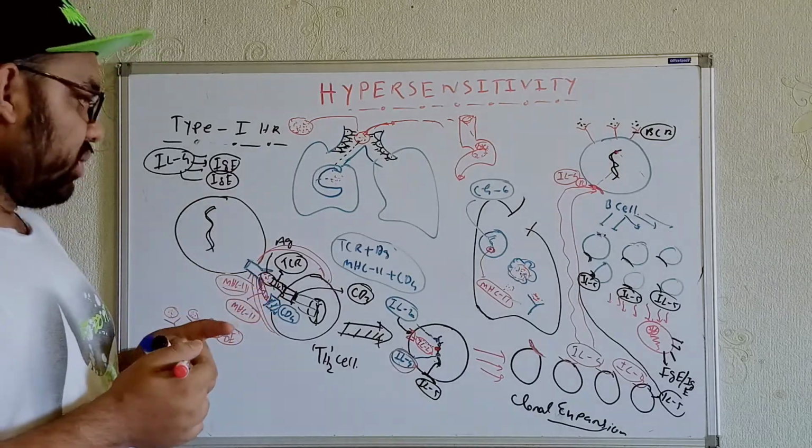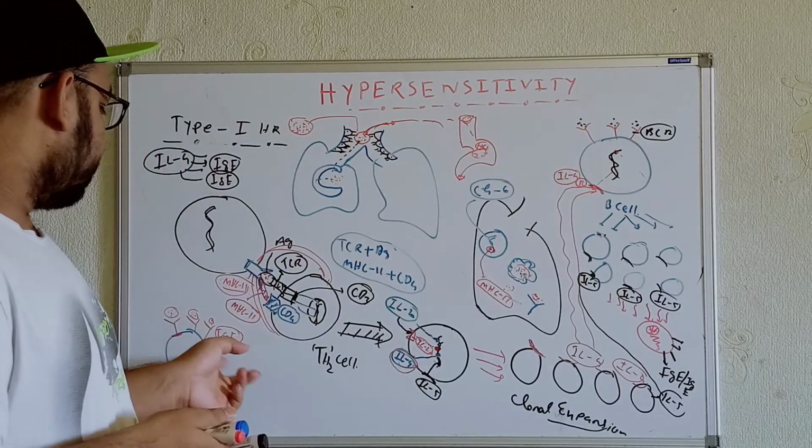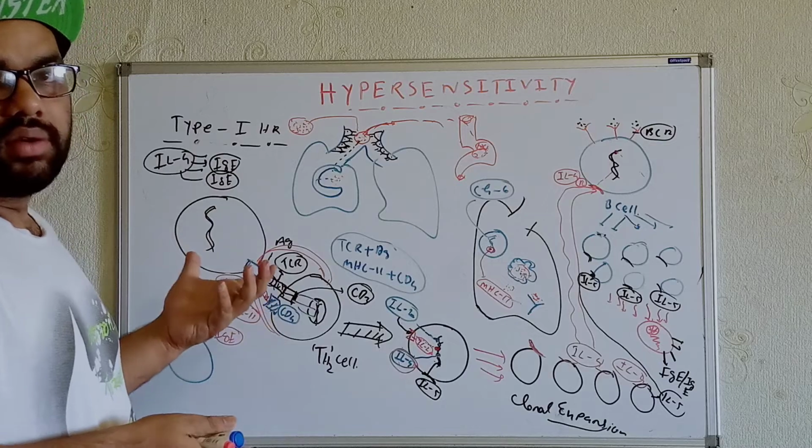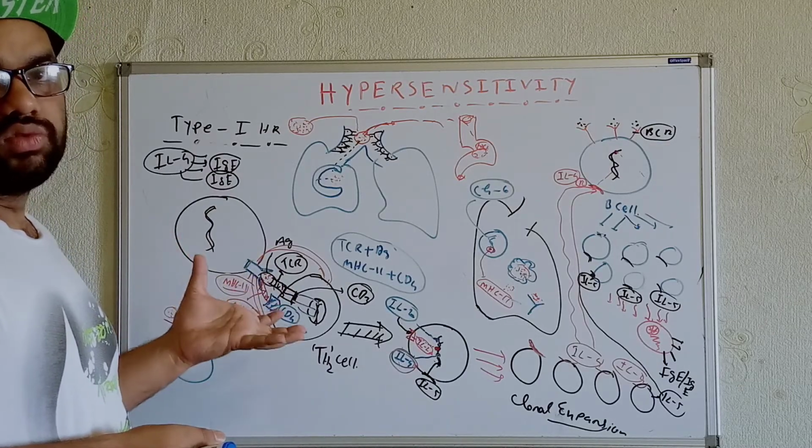Okay, so see you in the next video. About the further complications from the mast cell, we will talk about what types of different enzymes are secreted and how they affect the different tissues and the different organs.